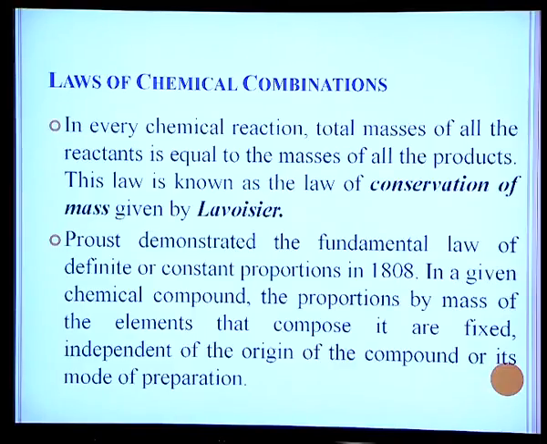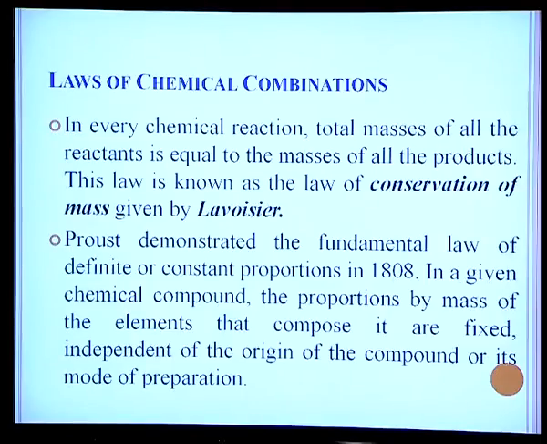Now suppose you take a reaction Mg plus O2 forming MgO, so we can say 2Mg plus O2 gives 2MgO. If you calculate the mass of reactants and the mass of products, you will find that they are the same, which indicates that in a chemical reaction mass is not destroyed. It will always be conserved. That means the mass of the products and reactants will remain the same.